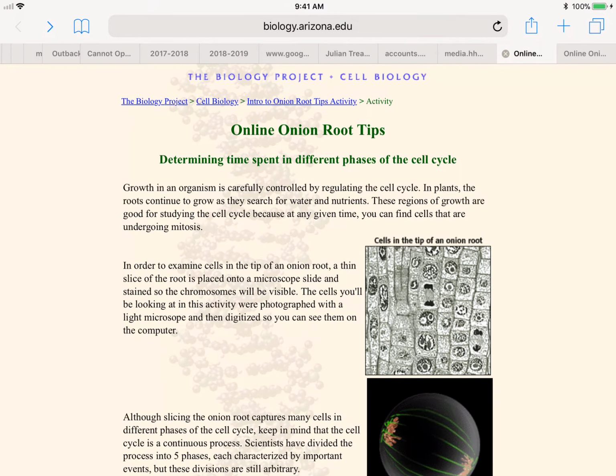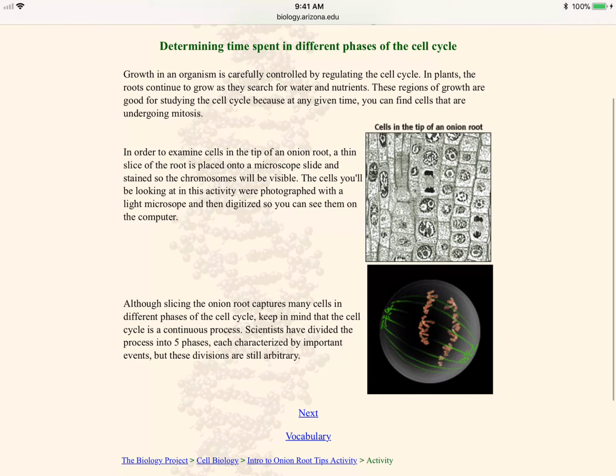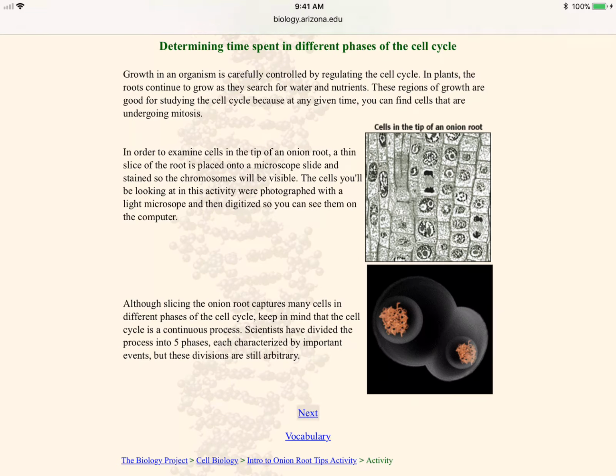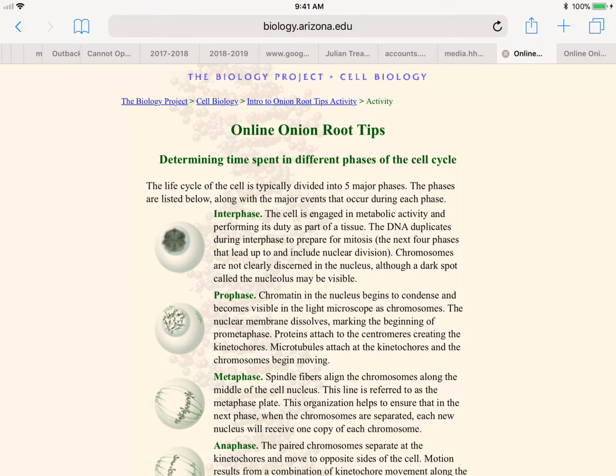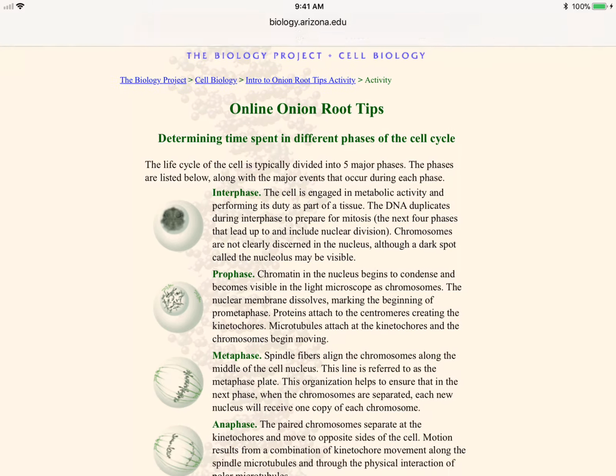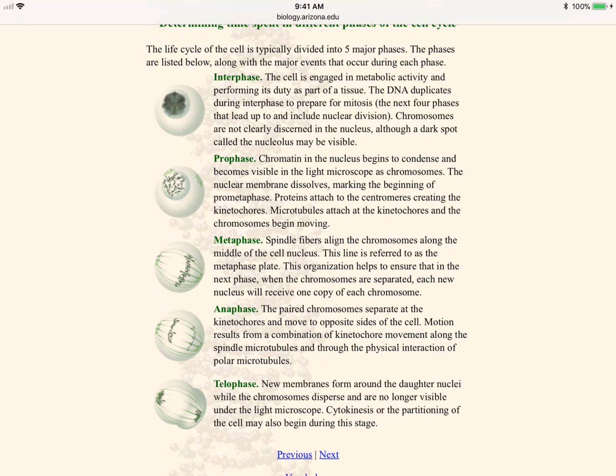So when you get to this website, the first page here is going to talk a little bit about how they're able to actually see the mitosis process happening within the root tip. If that's something that's interesting to you, skim through it. Otherwise, hit next. On this page, it talks through all of the different phases: interphase, prophase, metaphase, anaphase, and telophase. Exactly what we talked about yesterday in class. This is a great additional resource to use, and I would highly recommend reading through it. Yes, we talked about all this information, but reading it a second time can be a great thing.